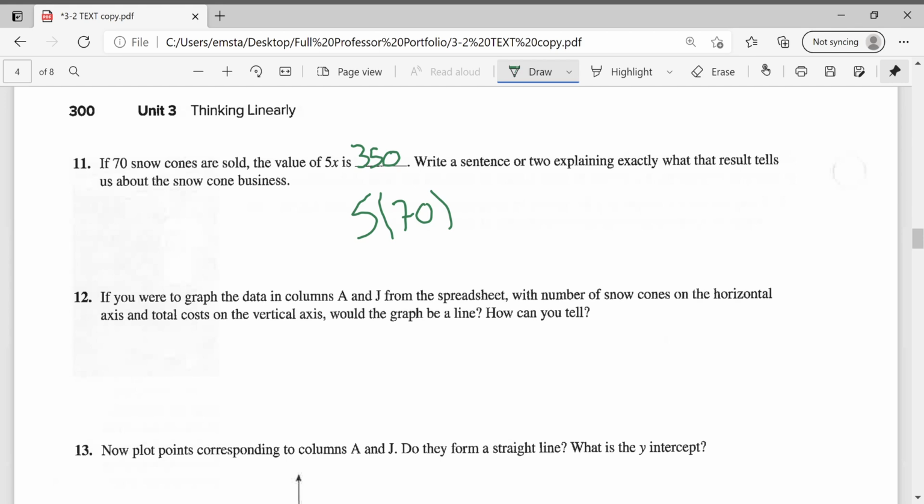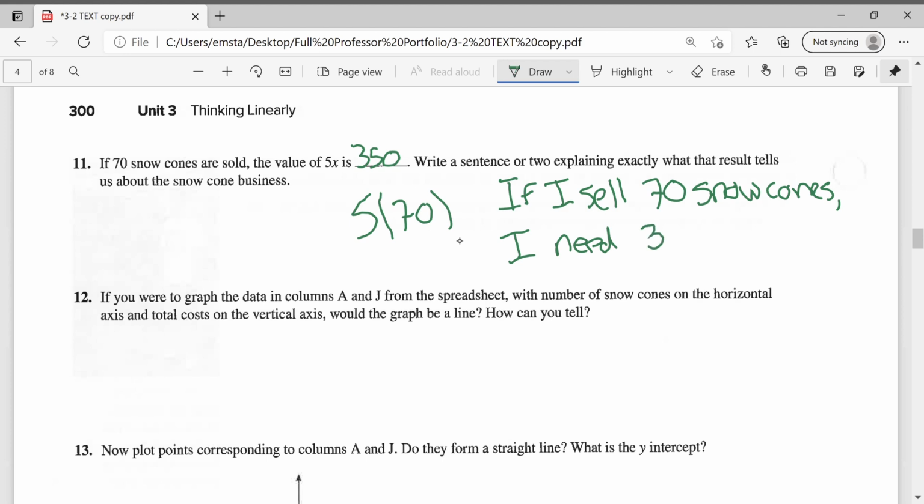They asked me to write a sentence or two explaining what that means. It means if I sell 70 snow cones, I need 350 ounces of ice.